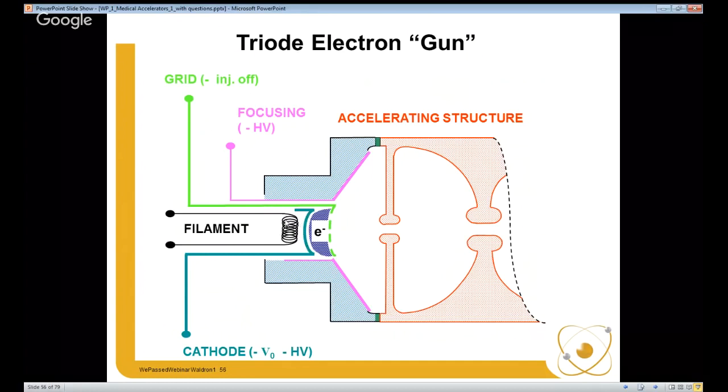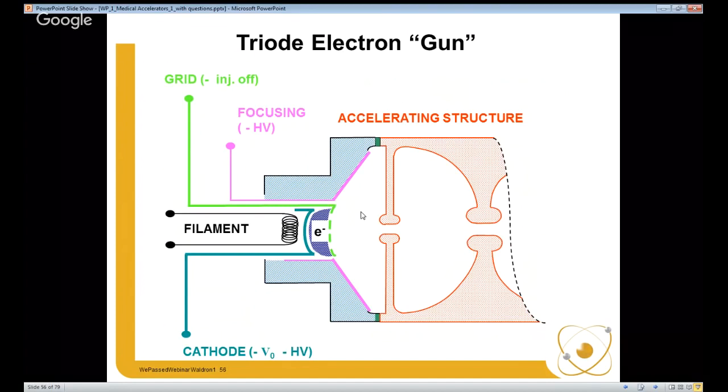The filament heats the cathode, electrons are boiled off, and as long as the voltage on the grid is negative with respect to the cathode, the electrons will not pass through the grid. The grid is very close to the cathode, and so inverse square force says that the electrons are going to see that grid and they're not going to see anything beyond it. This also has a focusing electrode, which just sort of directs the electrons into the opening in the accelerator.